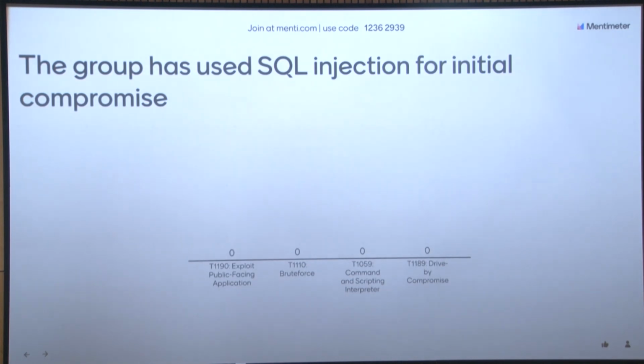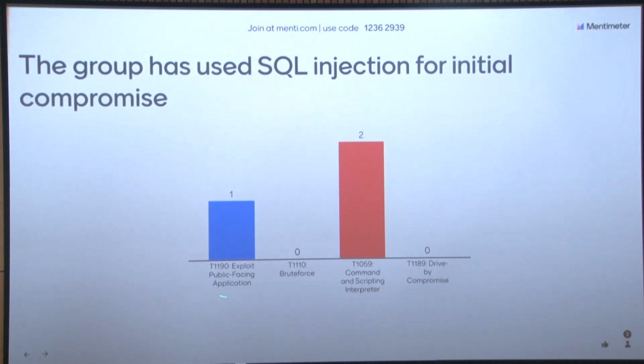The first statement is: the group has used SQL injection for initial compromise. So, to get into the victim infrastructure, the attacker has used an SQL injection attack. There are 4 options. First one is T1190, which stands for exploit public facing application. The second one is brute force attack. The third one is command and scripting interpreter, and the fourth one is drive by compromise. You have to select one option which reflects the behavior or attack pattern present in this sentence.